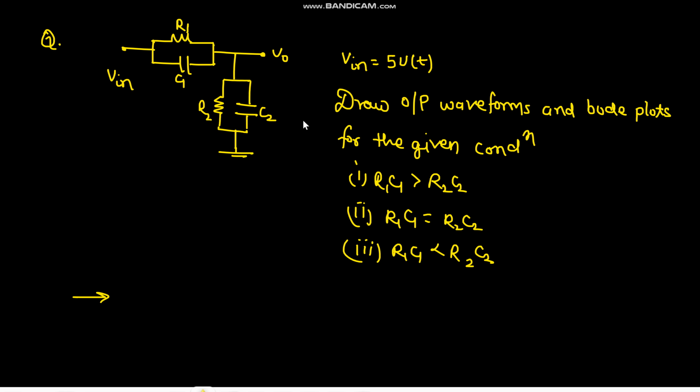First, we need to draw the output waveform for a step input. 5V is our input, and three conditions are there: R1C1 greater than R2C2, equal, and lesser. So what you can see here is the output at t equals 0 plus. At t equals 0, the whole circuit would be shorted, so there would be an impulse current flowing through the capacitors, so there would be an instant change in the capacitor voltage, so the output would be C1 upon C1 plus C2 into V, and we can write 5 C1 upon C1 plus C2.